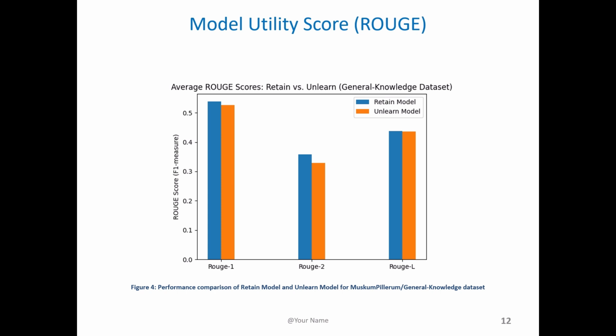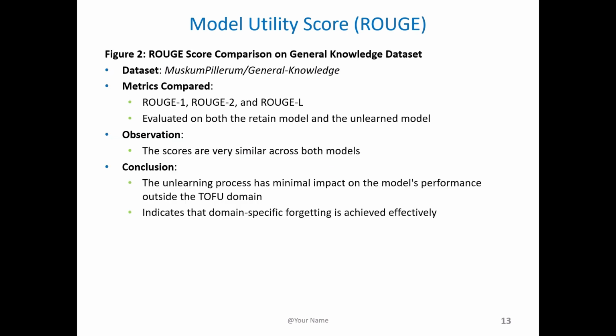So this is another performance comparison. The performance is compared between the retained model and unlearned model for the general knowledge dataset, and we can see here the scores are pretty similar, very close, which is not the case in the earlier dataset. So we can conclude from here that the unlearning process has minimum impact on the model's performance while it is outside of the TOFU domain, and it indicates domain-specific forgetting is achieved effectively.